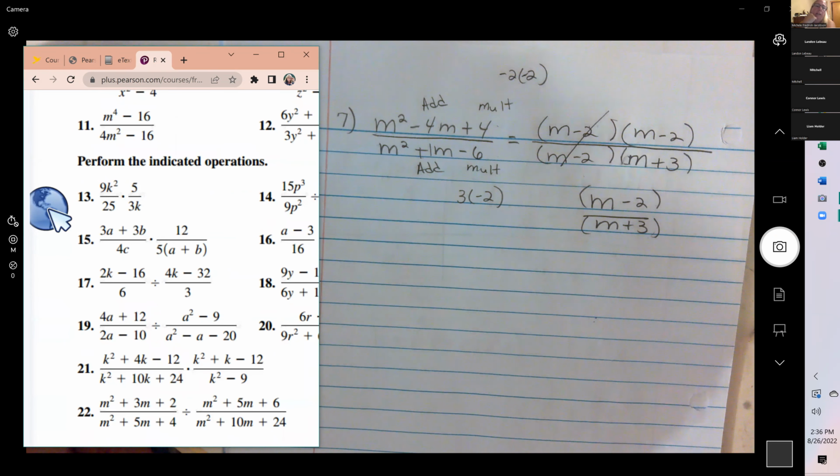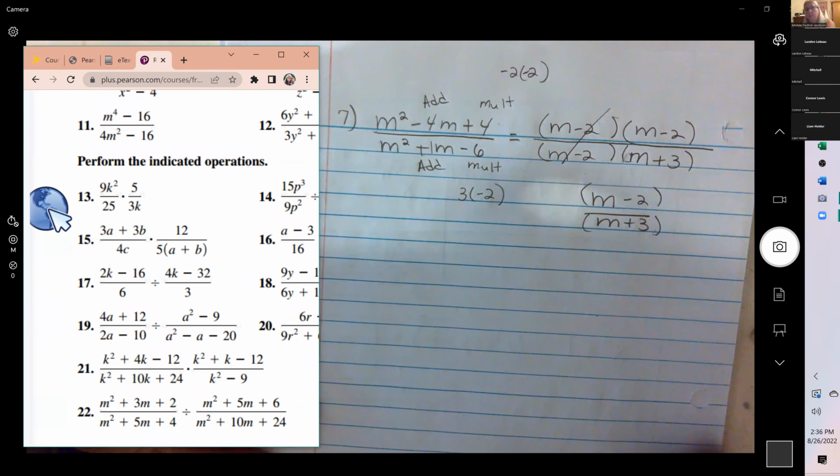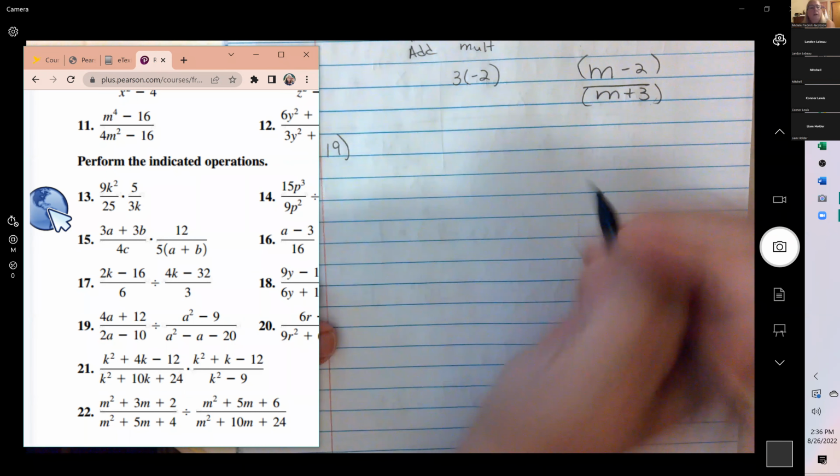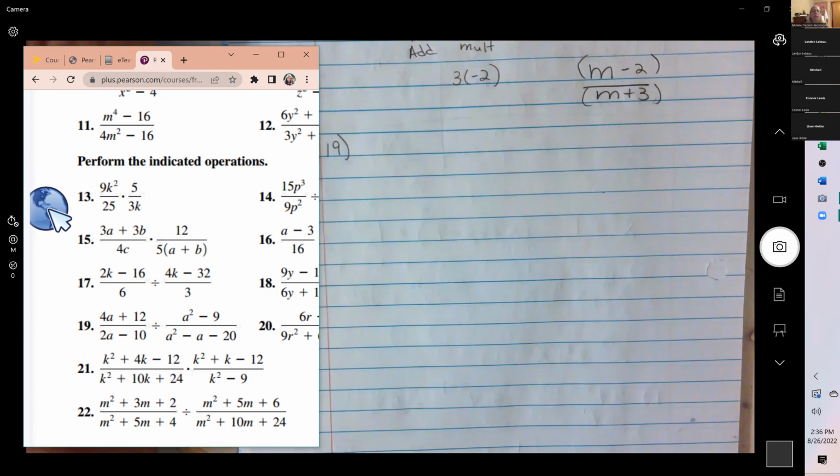Number 19. Okay, so notice we have this fraction divided by this one. When you're dividing two fractions, you can make it a multiplication by flipping the second fraction.